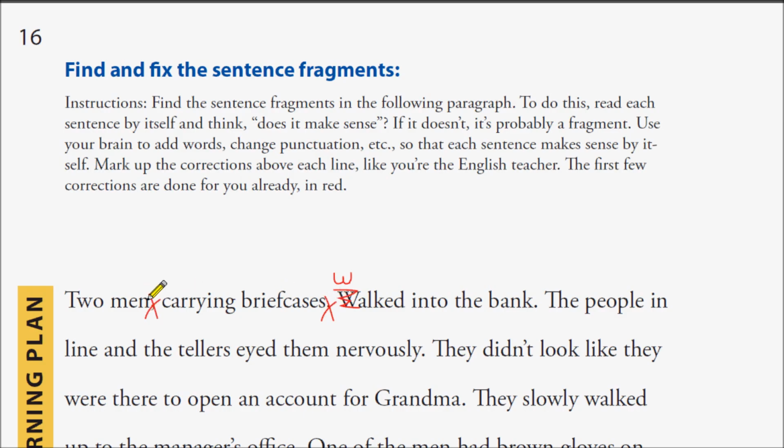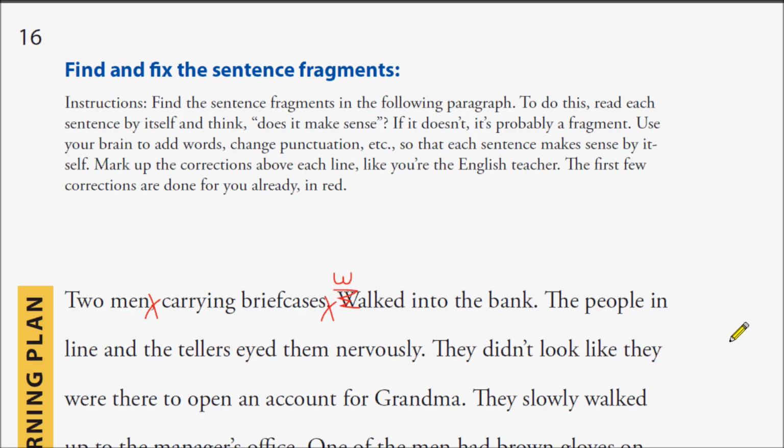So you're going to follow along with this example. You're going to cross out the comma that doesn't belong there and cross out that period that doesn't belong there. Scratch out the capital W and make it a lowercase w, see? So now it's 2 men carrying briefcases walked into the bank. That's correct. See what I mean? So just mark it up like you're an English teacher. Cross out what doesn't belong there and write above it. See, there are gaps here, there are spaces here, that's why.